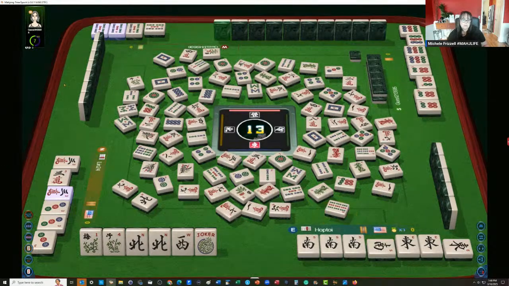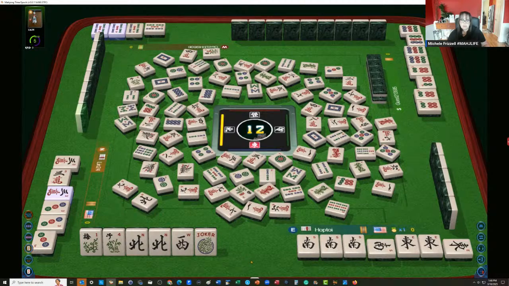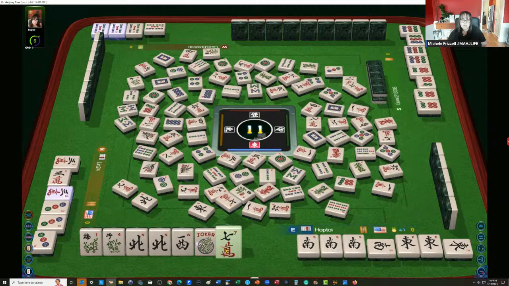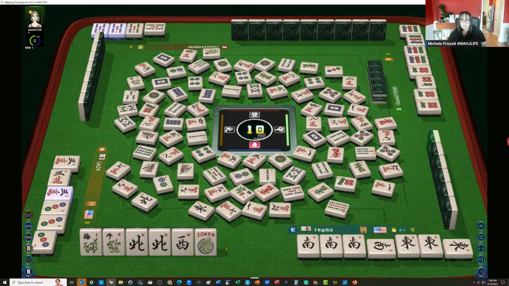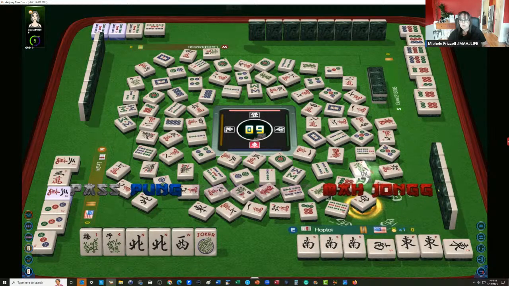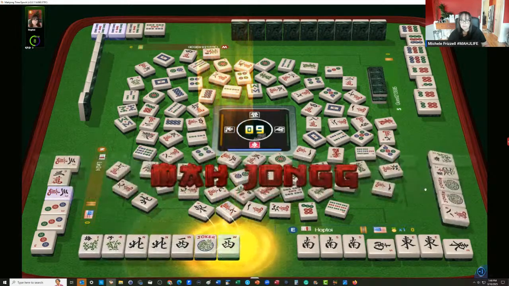And I think they're doing maybe 3, 6, 9 here too. 5 characters. East wind. 7 characters. 7 dots. Okay, now this 3 is locked in. West wind. There's our win, Mahjong. Mahjong.